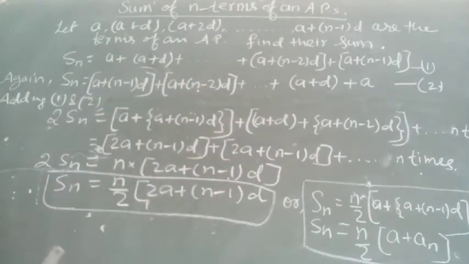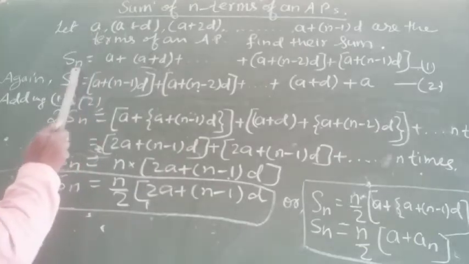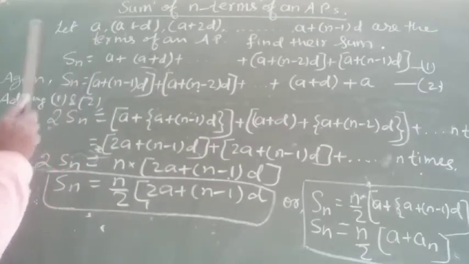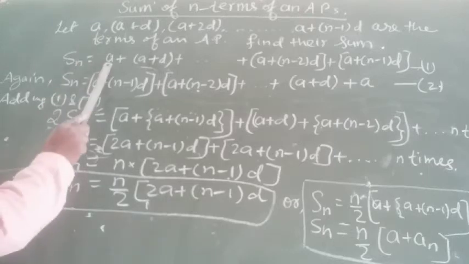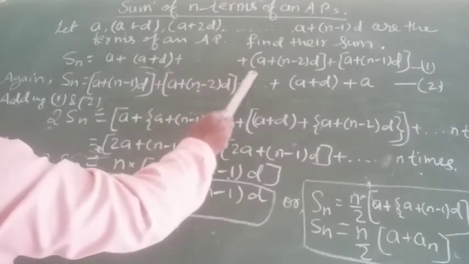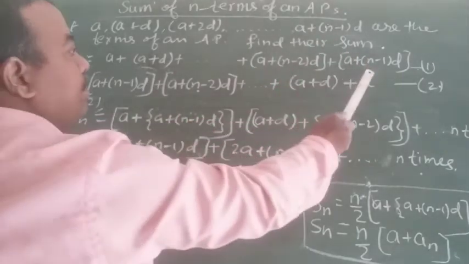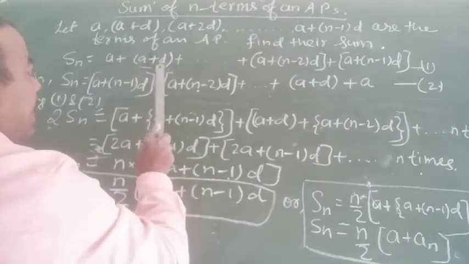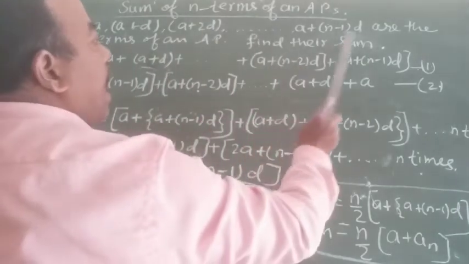So in the sum, what will I write? Sum of n terms, Sn. Sn is the symbol for the sum of n terms. First term plus second term plus third term plus fourth term, and similarly, this is the last term, this is the second last term, like this. The first term, second term, second last term and last term.